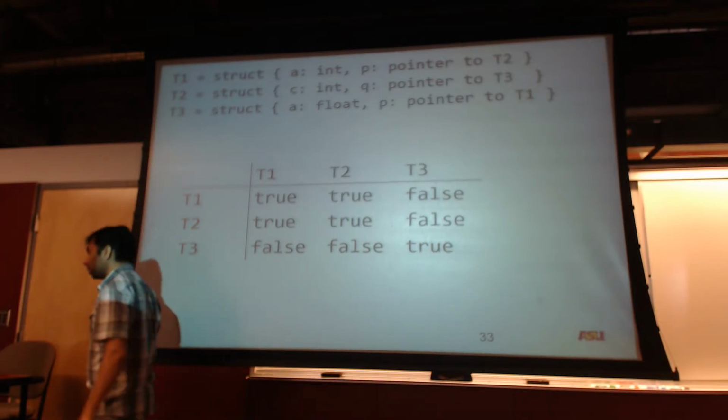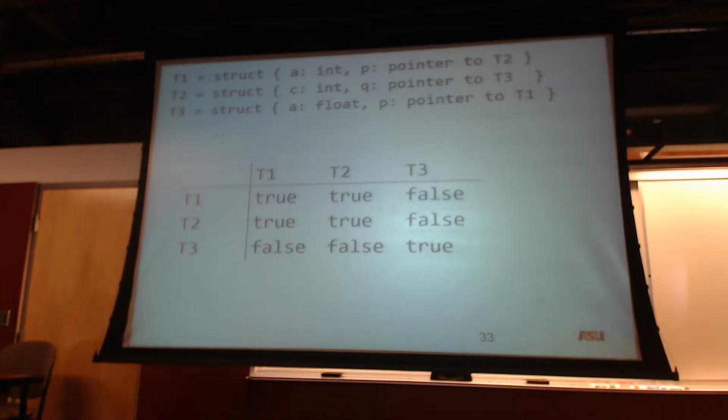We have to check again. So let's check again. T1, T1 we don't need to. T1, T2 we need to, right? So we see that a int, c int is the same. The second one, pointer to T2, pointer to T3. So we should check T2, T3. Now we see T2, T3 is false. So we change this to false, right? If we change this to false, this also changes to false.